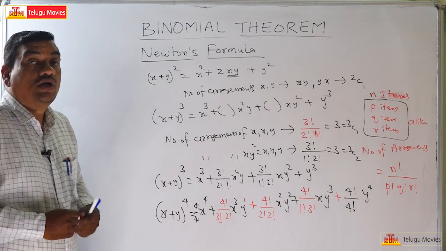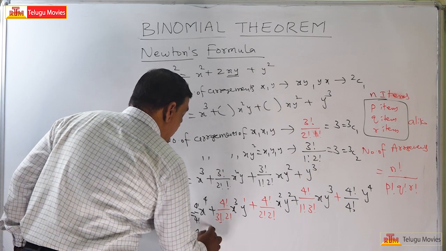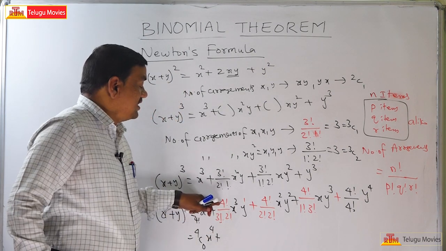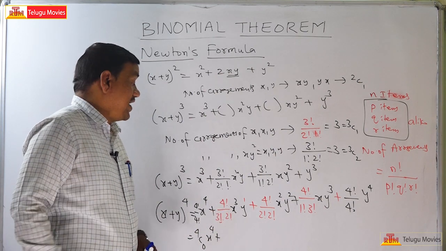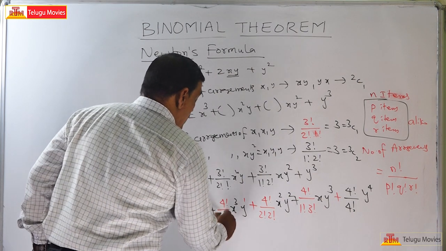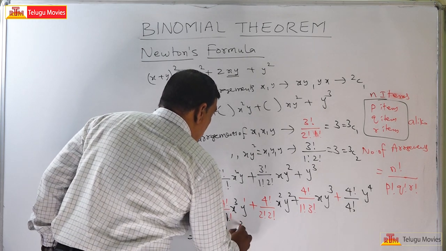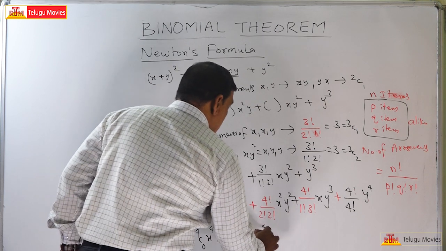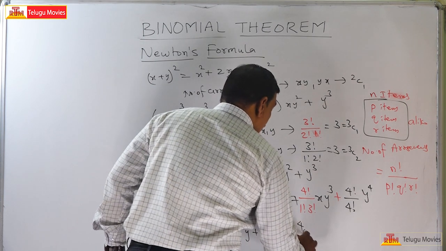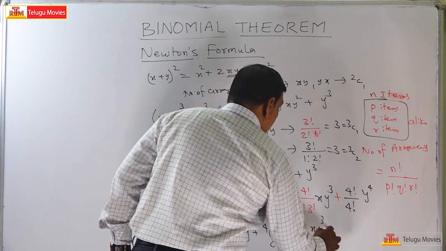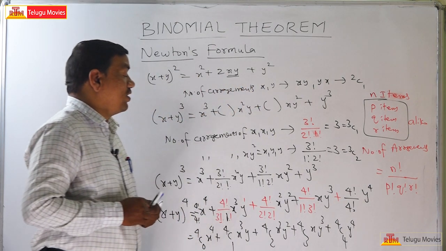Okay now, this is nothing but 4c0 x to the power of 4. Therefore, this is nothing but n factorial by (n minus r) factorial into r factorial. So this is 4 factorial by 3 factorial into 1 factorial, nothing but 4c1 x cube y. This is nothing but 4c2 x square y square, 4c3 xy cube, and 4c4 y to the power of 4.